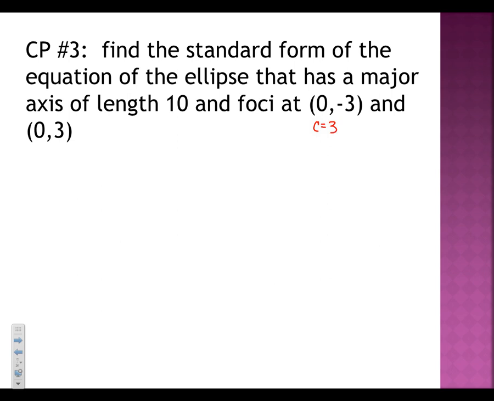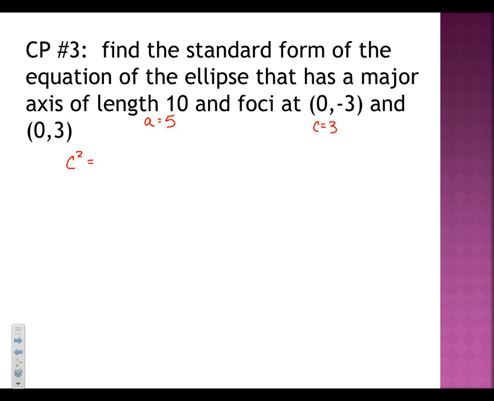If your foci are at (0, -3) and (0, 3), they are a distance of 3 from your center. Our major axis has a length of 10. Now that's from end to end on the ellipse. We're looking for just a, not 2a. So if the whole length of the axis is 10, the length of a must be 5, or half of that. So we have a and we have c. We can use that equation on our previous slide to find b.